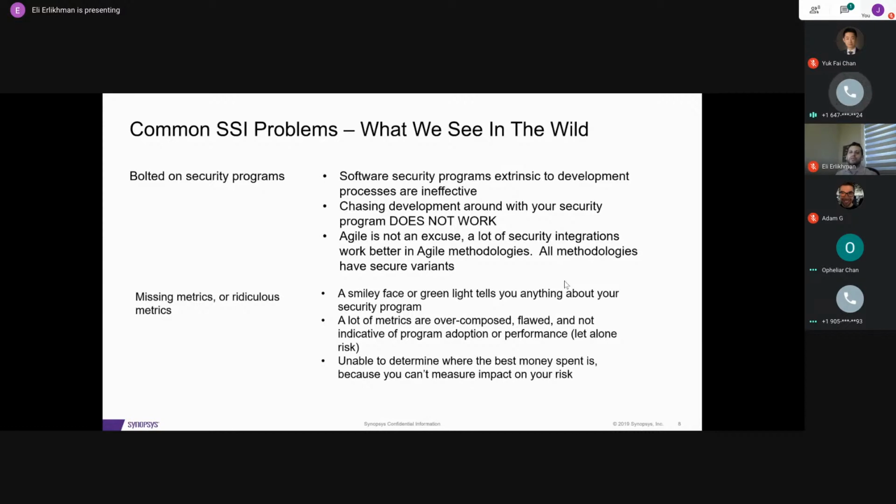Now, what happens is that in many cases, we see either metrics that don't exist, or they're completely ridiculous metrics, right?